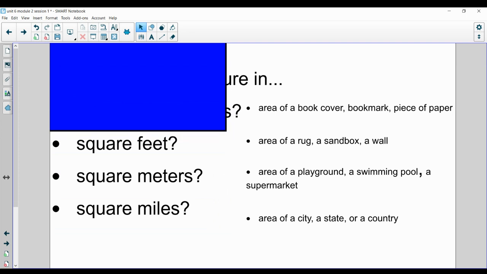And then if we got even bigger, you'd measure the area of a city, a state, or a country in square miles. And so remember, each square mile is 1 mile by 1 mile wide. And so that's how you'd get your square mile.